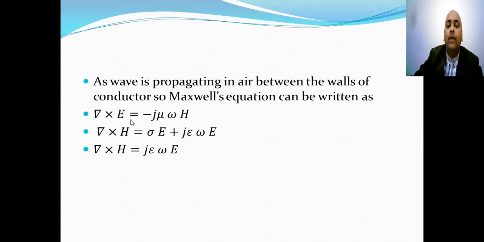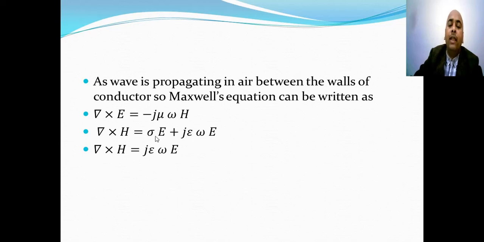is curl of E is equal to minus del B upon del t, which can be written as minus j mu omega into H. Similarly, Ampere's law is given by curl of H is equal to conduction current density plus displacement current density, which is equal to conductivity into electric field plus j epsilon naught omega into E.